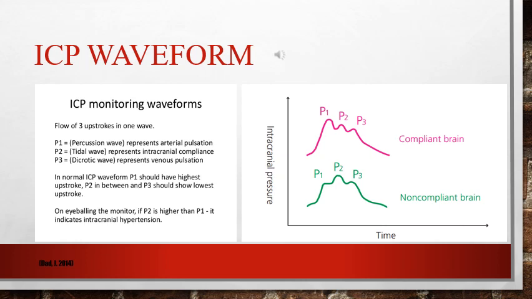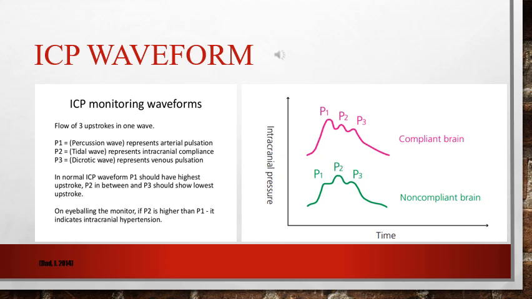This is a slide looking at ICP waveform. So you can see here that we have a compliant brain in pink, and we got a nice little pretty P1, P2, and P3. And then we have a non-compliant brain in the green, P1, P2, P3, and in this picture, the P2 is high.